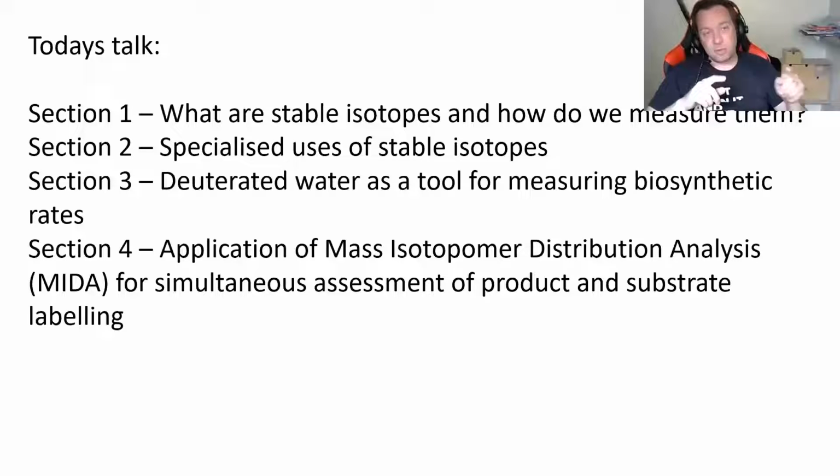We're then going to move to a more generalized example, which is deuterated water as a tool for measuring biosynthetic rates. And we're going to finish off with application of mass isotopomer distribution analysis for simultaneous assessment of product and substrate labeling. Hopefully by the end of this talk, you will understand what that sentence means. If you do now, that's great, but you probably know more than me. So let's see how we go.